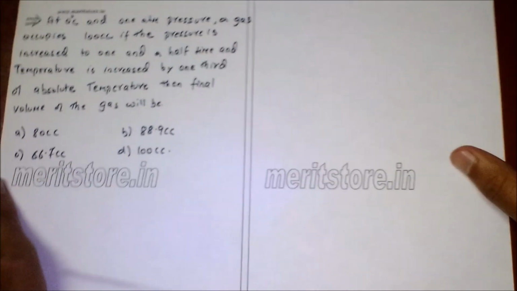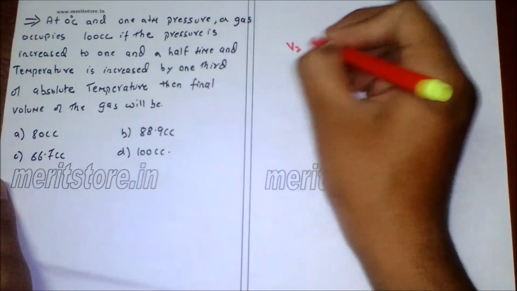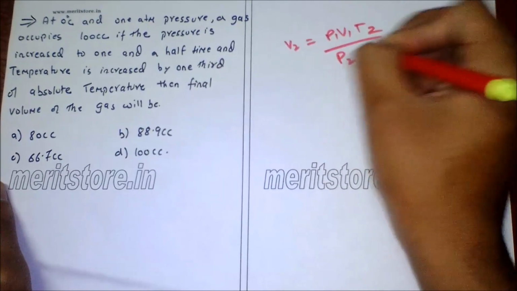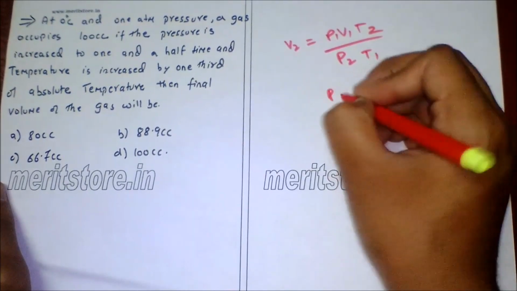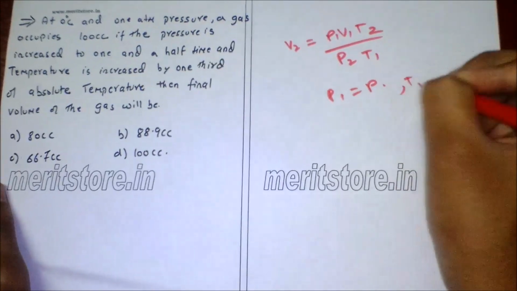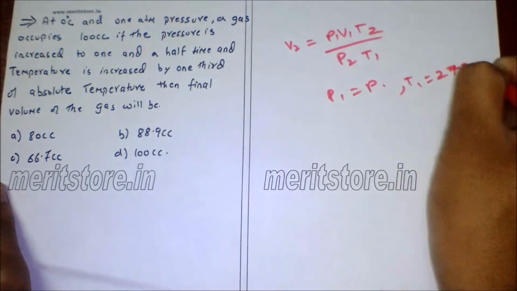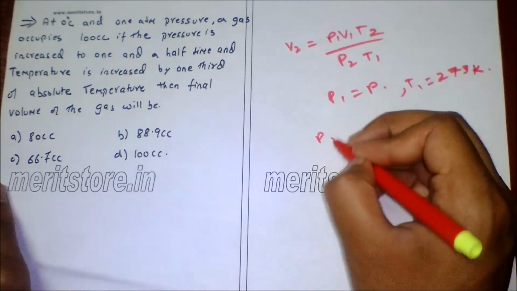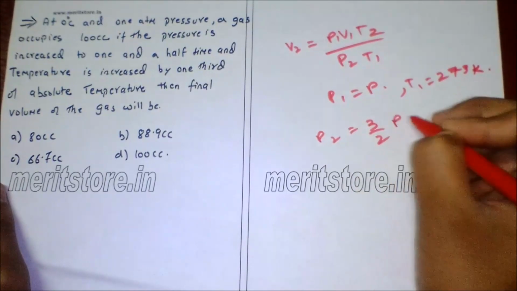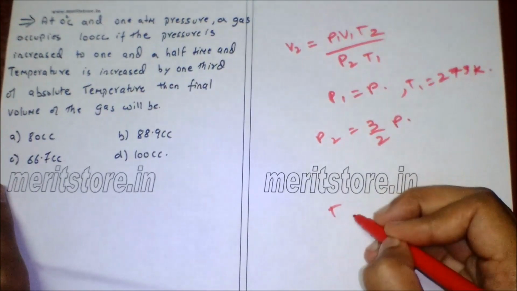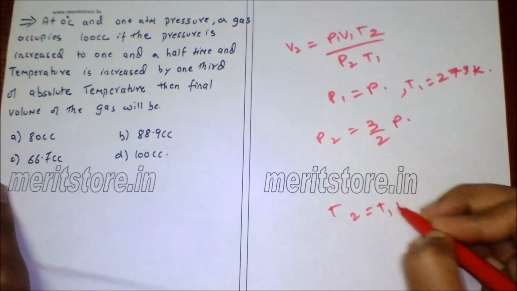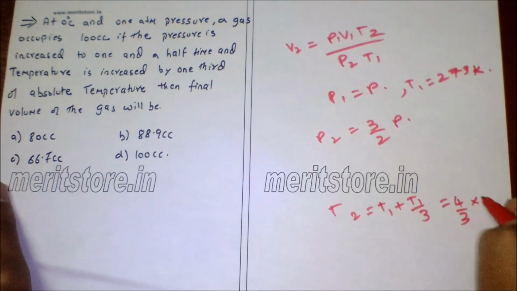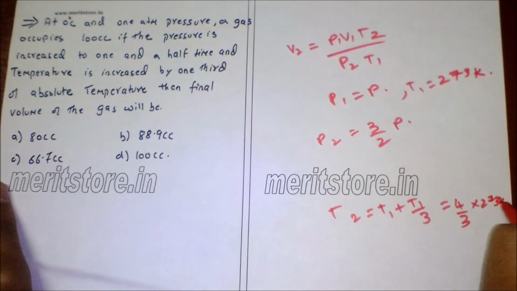So we know that volume V2 is equal to P1 V1 T2 upon P2 T1, but P1 is equal to P and T1 is equal to 273 Kelvin, and P2 is equal to 3 by 2 of P, and T2 can be written as T1 plus T1 by 3, which is 4 by 3 into 273 Kelvin.